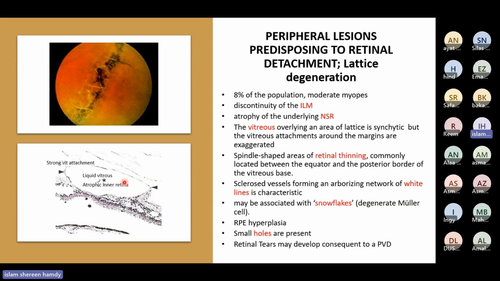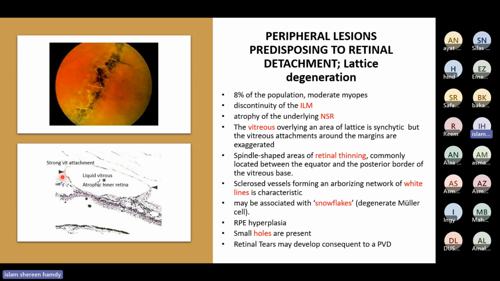So we have discontinuity of the inner limiting membrane. If you can see, this is the normal retina. This is the inner limiting membrane at that part. In the area of the lattice, there is discontinuity and loss of the internal limiting membrane, sorry. And there is atrophy of the neurosensory retina. So this is the normal thickness of the retina at that part, for example, but at the area of the lattice, the retina is thinned and atrophic.